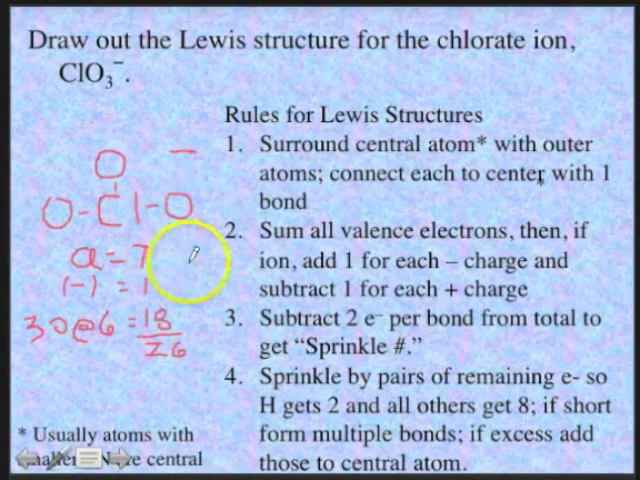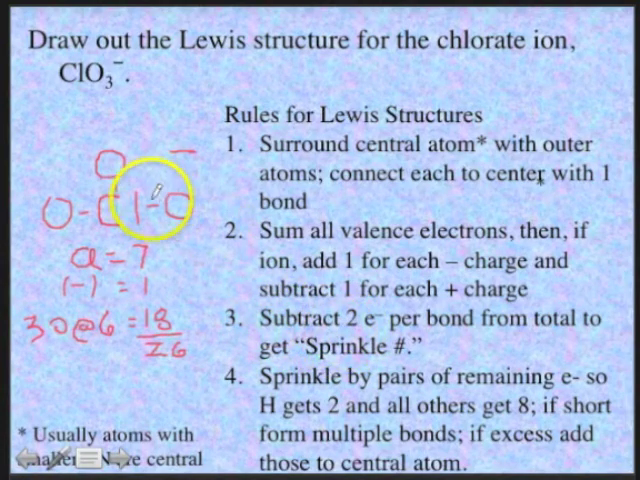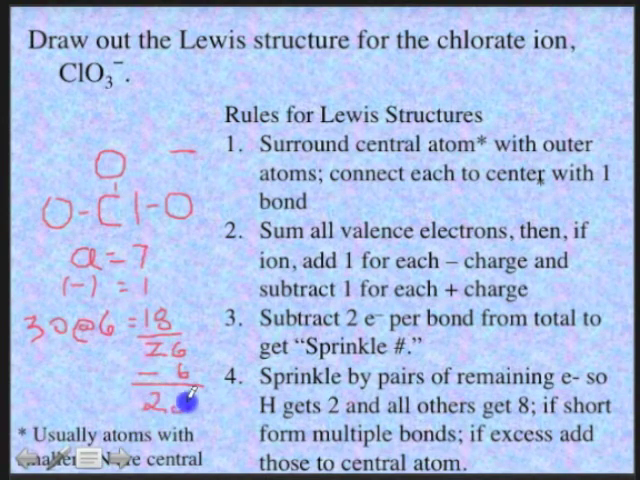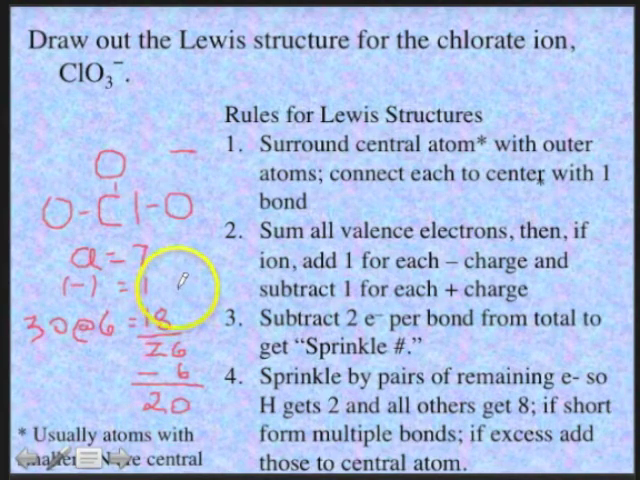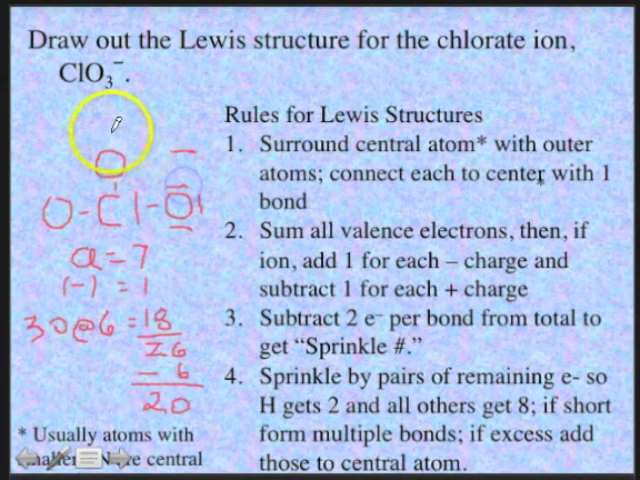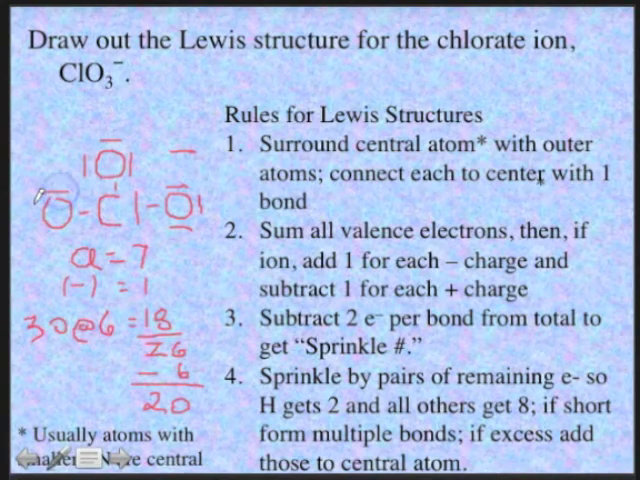Now, in Rule 3, we're going to subtract 2 electrons per bond that we already have used to connect oxygen to chlorine. That's 2, 4, 6. So we're going to subtract 6 to get our sprinkle number of 20. So we're going to start sprinkling in pairs of electrons, first around the peripheral atoms, then any extra go onto the central atom. So here I go. 2, 4, 6. That's 1 oxygen. 2, 4, 6. 2, 4, 6.